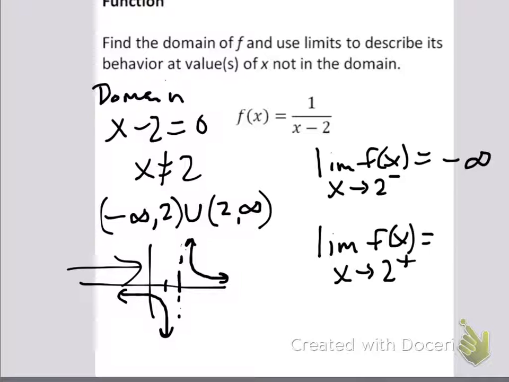Now, the 2 plus means we're approaching from the right. Okay, so as I look at my graph, as x gets closer to 2 from the right-hand side, I see that my graph gets infinitely big. Okay, so when we're taking a limit and we're approaching a specific number, we want to approach it from the left and the right.